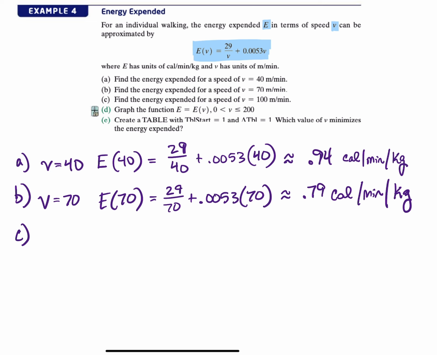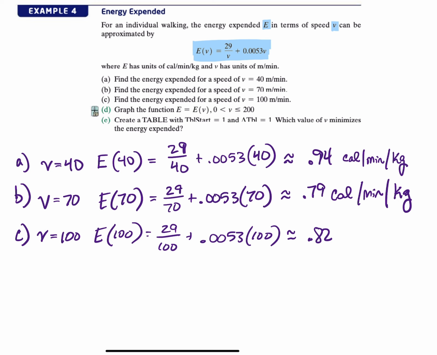And then in part C, it says find the energy expended when v equals 100 meters per minute. So we're finding E of 100. So that's 29 over 100 plus 0.0053 times 100. Plugging that in, you get approximately 0.82 calories per minute per kilogram. So it's going back up. It's like there's some higher amount, then it dips down, and then it goes back up. So we can imagine there's some kind of minimum that we could potentially find.